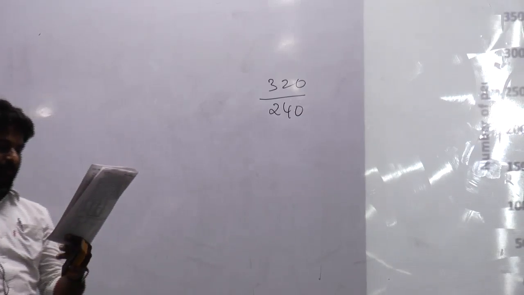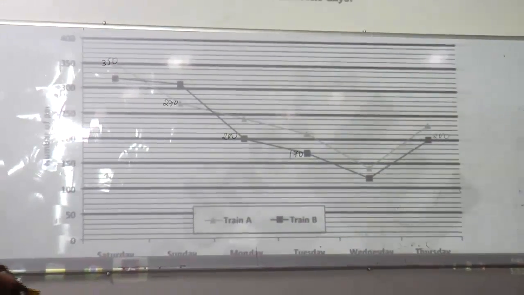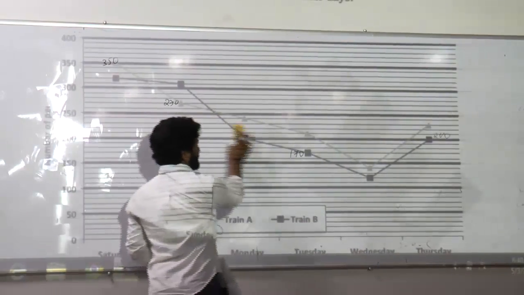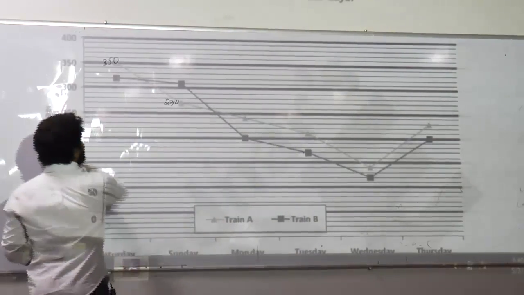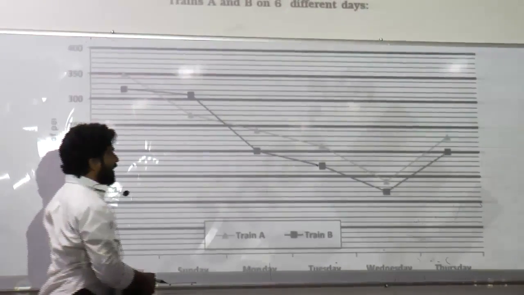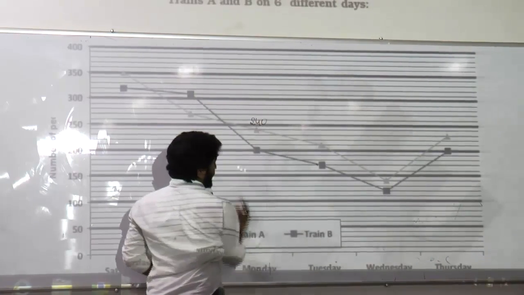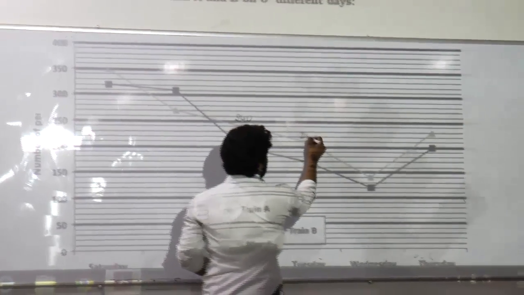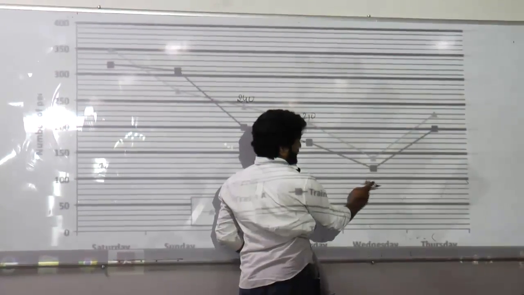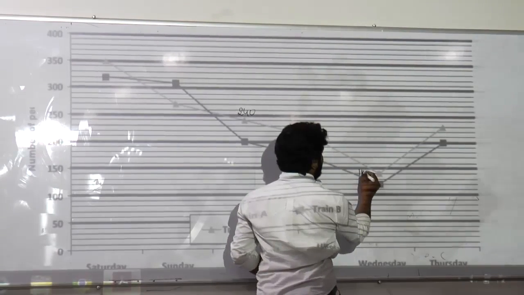What is the average number of people traveling on train A on Monday, Tuesday, Wednesday, Thursday? Train A. Last 4. Monday, how many are here? 240. And Thursday, 210. This is 120. Sorry, 140.